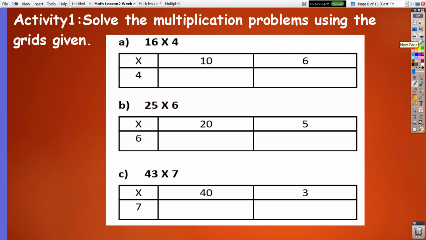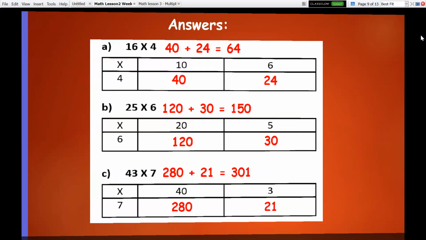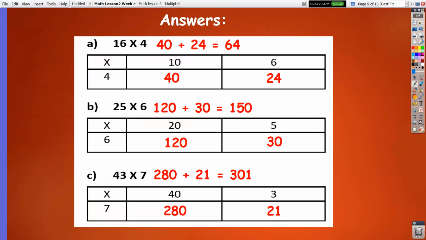Okay, time is up. Here's the correct answers. So we got 16 times 4 is equal to 64 using the grid method. 25 times 6, we got 150 after using the grid method. And letter C, 43 times 7 is equal to 301. Very simple.